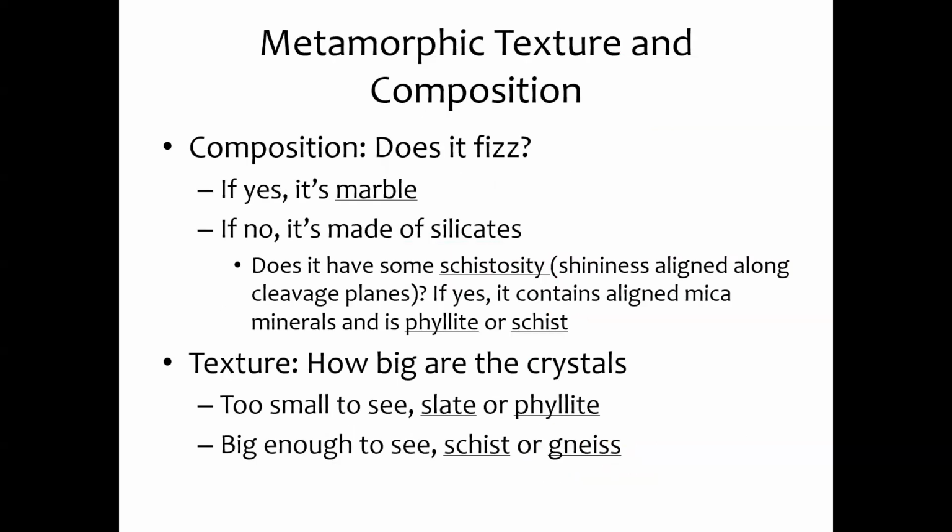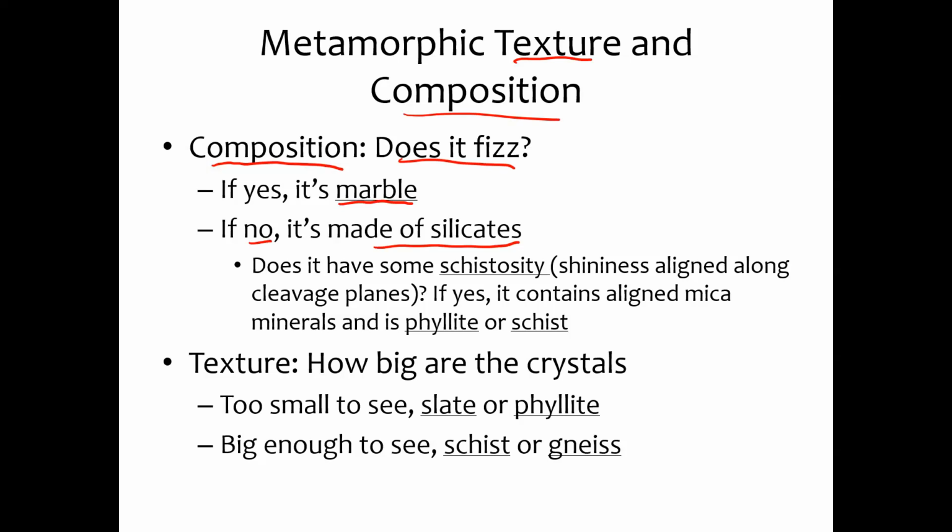Let's break this down and just talk about texture and composition all in one spot. For the most part, these metamorphic rocks that we've looked at are all silicate based. So the only one that's not is marble. To check the composition, you can simply say, does it fizz? At least for our purposes. If it does fizz, it's marble. If not, it's made of silicate. Any kind of silicate minerals, right? So it could be micas, could be quartz, could be a bunch of other things.